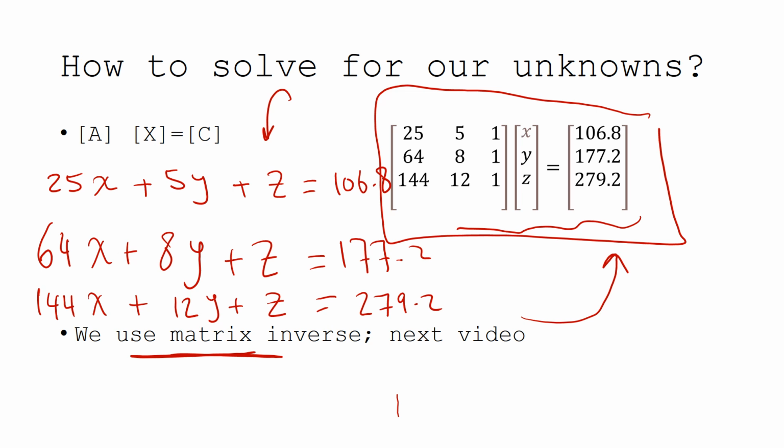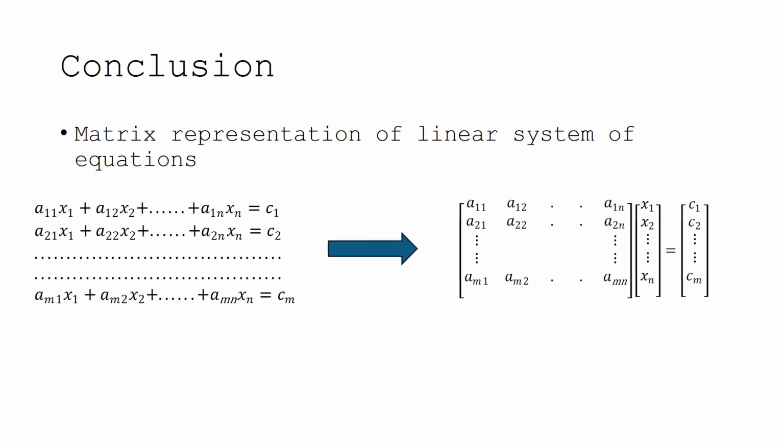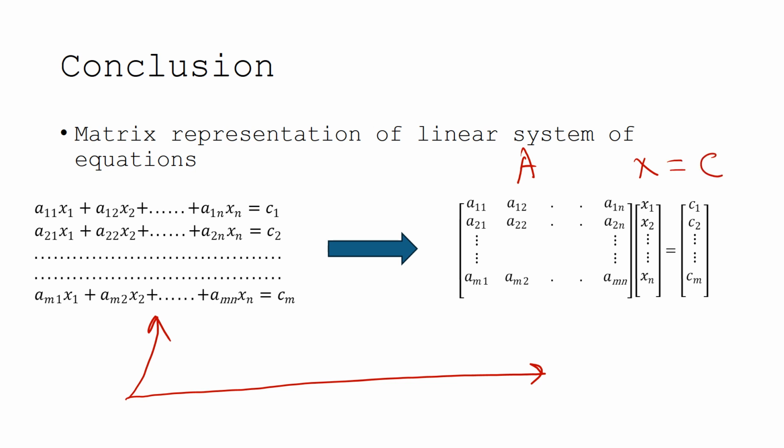So to conclude this video, we started with a linear set of equations. We learned how to obtain a matrix representation, AX equals C. Simply, this matrix of coefficients contains all the coefficients that we have in our equations. This is a vector of our parameters, and this is the right-hand side of the equation. In the next video, we're going to learn how to use matrix inverse to solve for the vector of unknowns x.